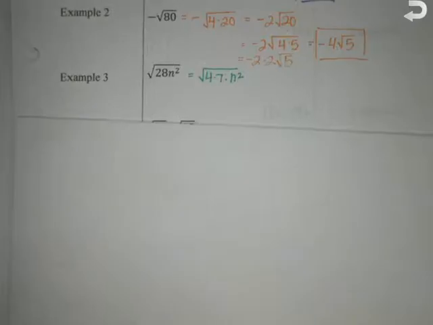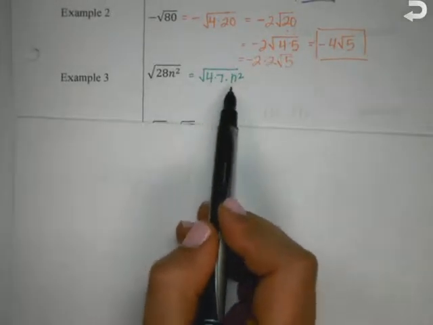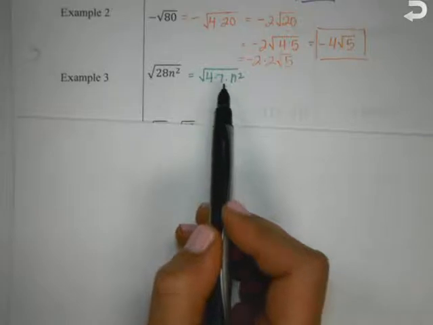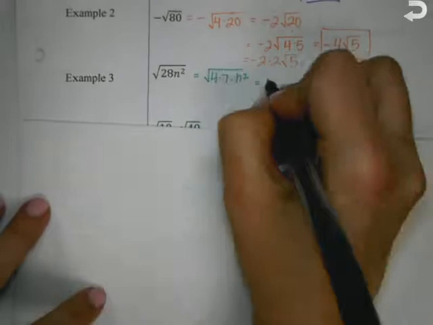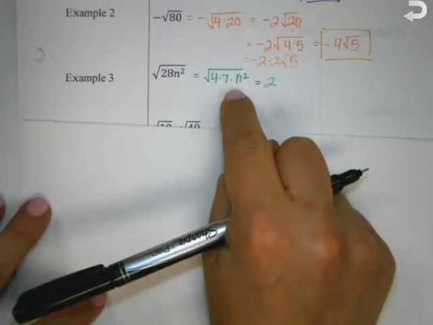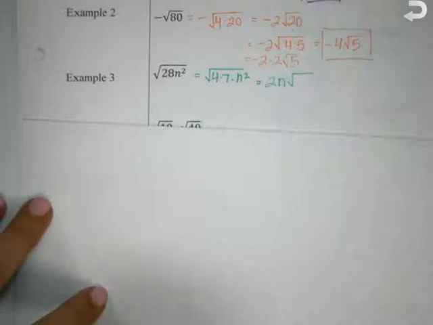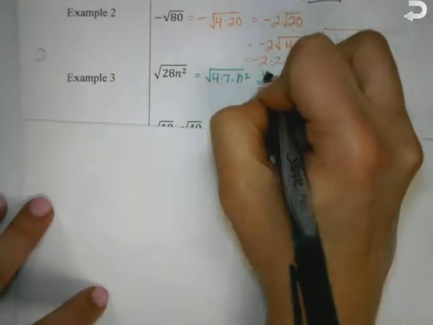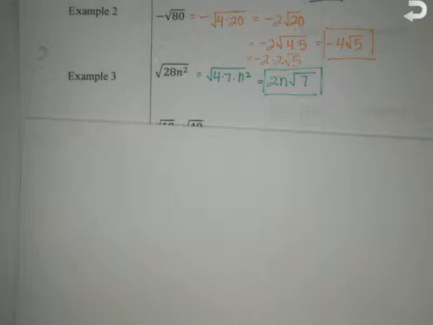What perfect squares are in here? 4 and? Is n squared a perfect square? It is. What's the square root of 4? 2. And what's the square root of n squared? n. So on the outside is 2n. And what's left inside? Just a 7. Okay with that?